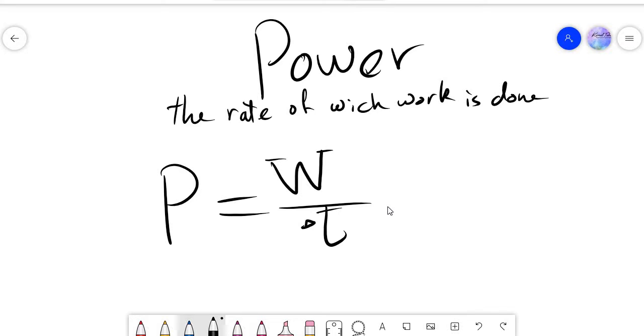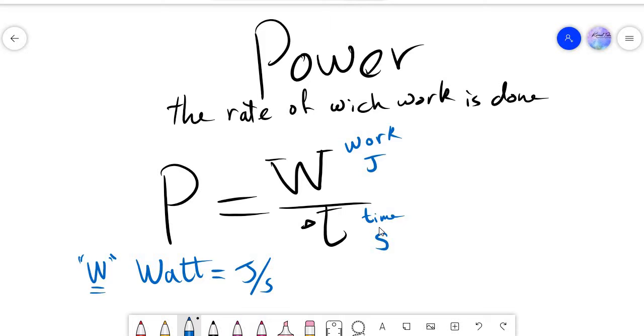Now, if you remember, the SI unit for power is the watt. The symbol is W also, but don't confuse this W and this W. Of course, they are different. This W is for the quantity called work, and this W is for the unit of power, watt. Now we can say that watt equals joule per second.